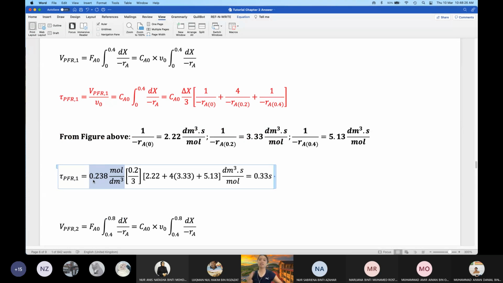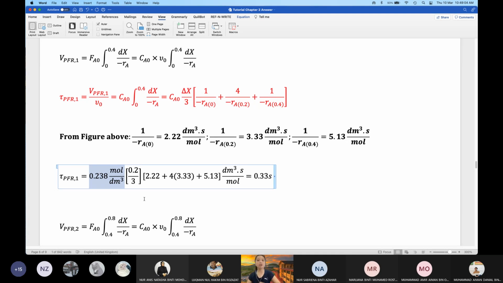Delta X, as I told you, dia daripada 0 to 0.4. X1 kita 0.4, right? 0 to 0.4, our middle X is 0.2. Our gap, delta X will be 0 to 0.2, delta X is 0.2. 0.2 to 0.4, delta X is also 0.2. So delta X 0.2 divided by 3. Then in the bracket, 1 per minus rA at my X0 plus 4 per minus rA at my middle X 0.2 plus 1 per minus rA when my X 0.4.